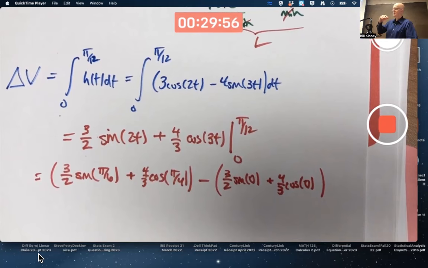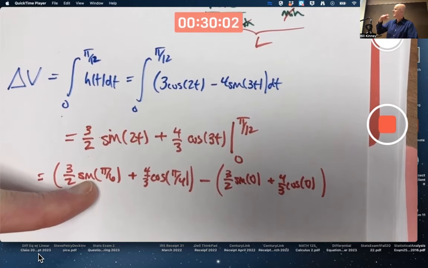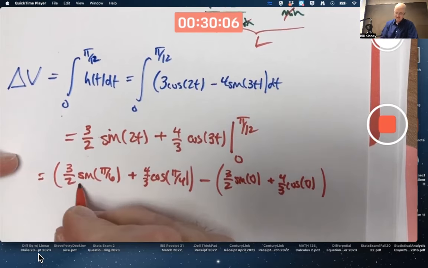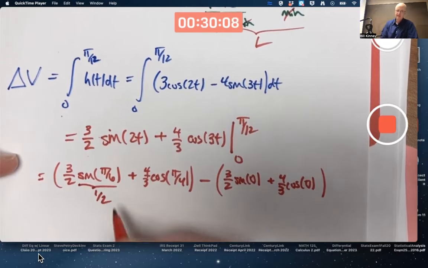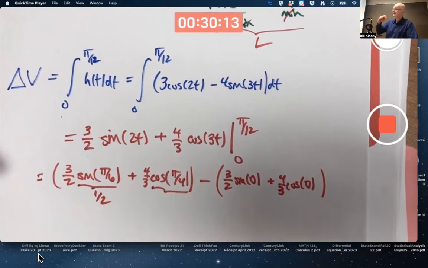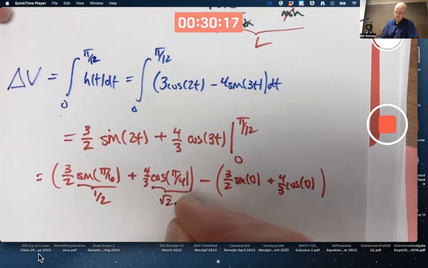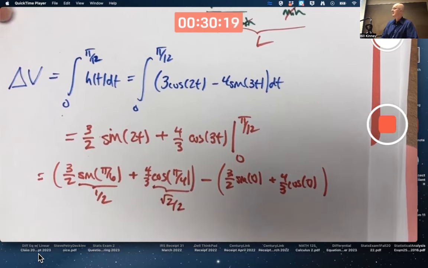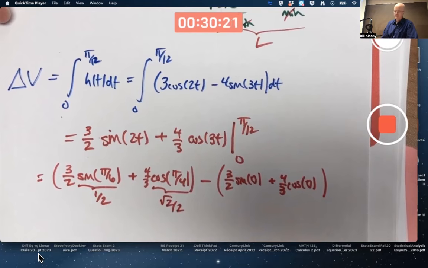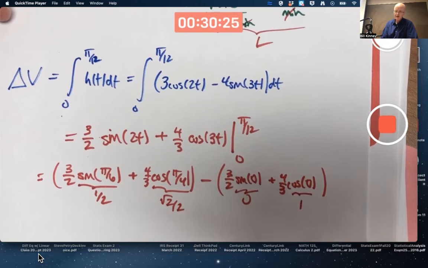Memorize values of trig functions. Let's see. Sine of pi over 6. Pi over 6 is 30 degrees. Sine of 30 degrees is 1/2. In radians, sine of pi over 6 is 1/2. Pi over 4 radians is 45 degrees. You may remember this is square root of 2 over 2. Sine of that is also square root of 2 over 2. Sine of 0 is 0. Cosine of 0 is 1.